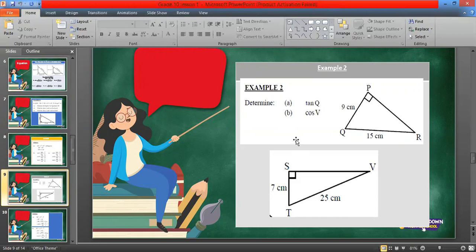So tan Q will be equal to... first of all, we have 2 sides here. The first thing to do is to find the third side. You need to find the third side to complete the 3 sides of the triangle. We have 9 here, we have 5 here. You need to find tan Q. This is our Q here, so this is our angle.